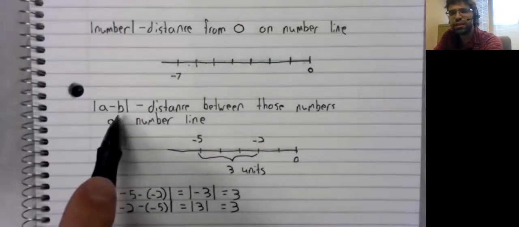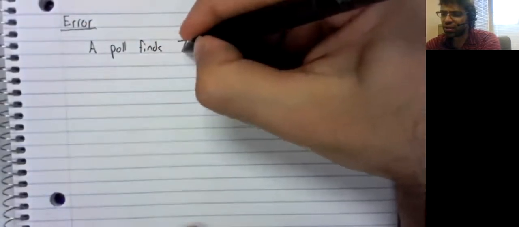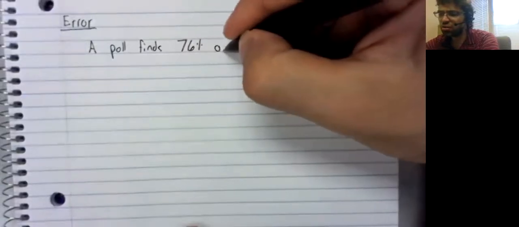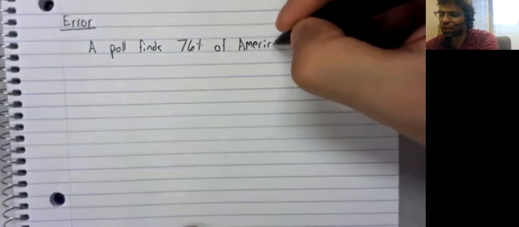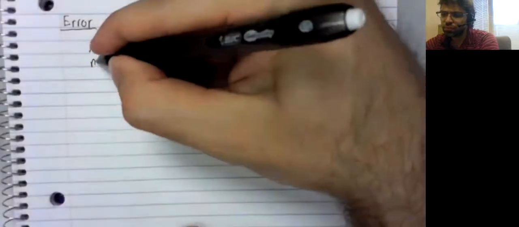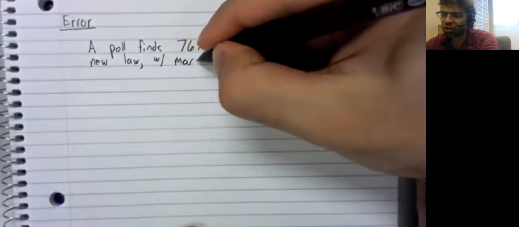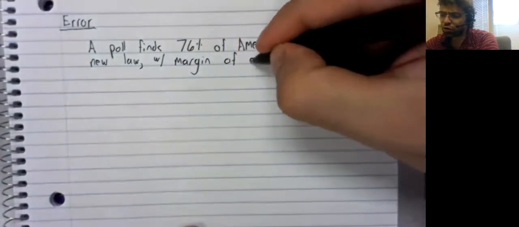This gives the key to where absolute value inequalities show up all the time in the real world. And that is error. So, a poll finds that 76% of Americans support a new law, but there's a margin of error.